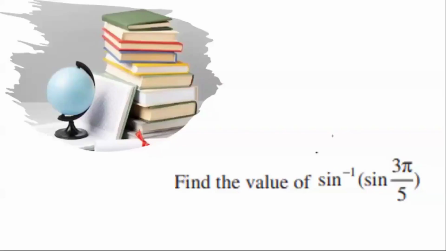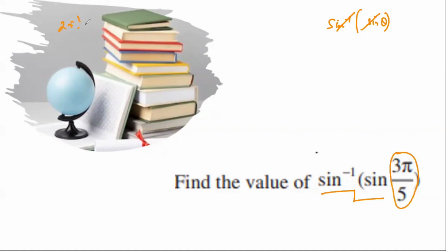How to find out the value of sine inverse of sine 3 pi by 5, right? First of all, we'll see the angle. Just see one thing, whenever we have something inverse and the normal function of that, we cancel them directly. But here we are not supposed to. Why? Because that depends upon the angle that we have, right?